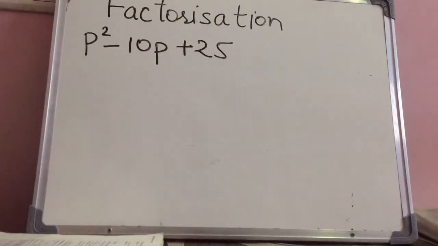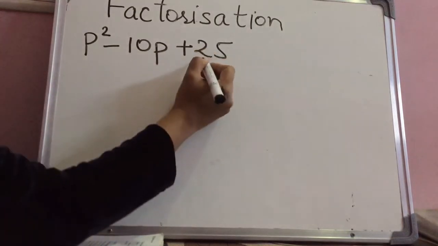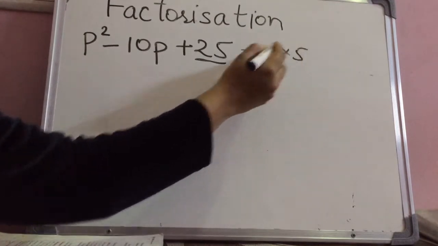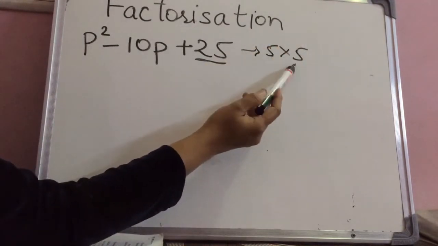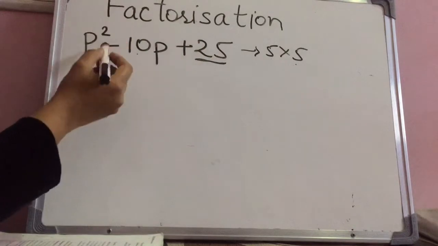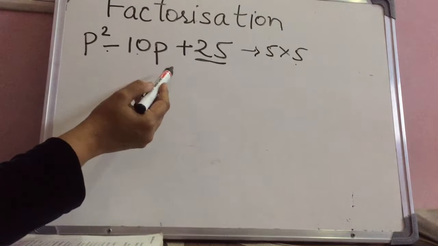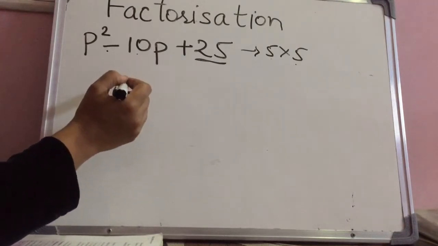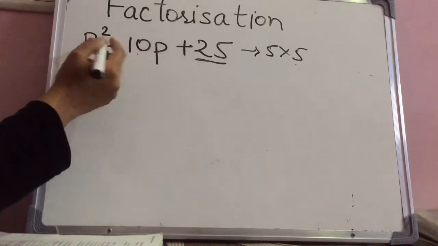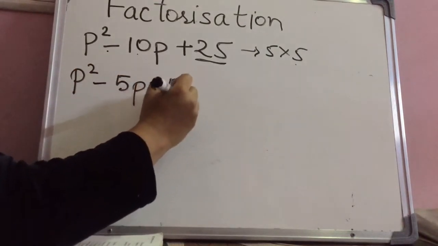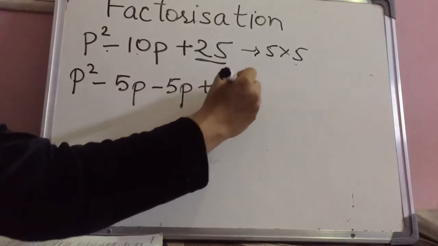Suppose this is another example. We have to do it by splitting the middle term. So again we will see factors of this term. It is 25. Factors of 25 will be 5 into 5. So on adding 5 and 5 we get 10. But please see, we have minus sign with the 10. So we will take minus 5p and minus 5p. Because on multiplying minus minus we get plus 25. So writing it, p square minus 5p minus 5p plus 25.